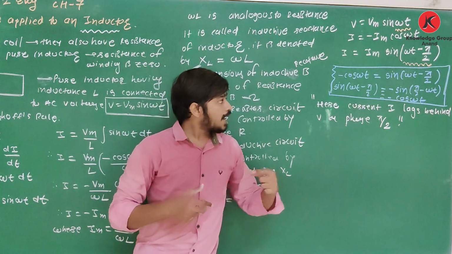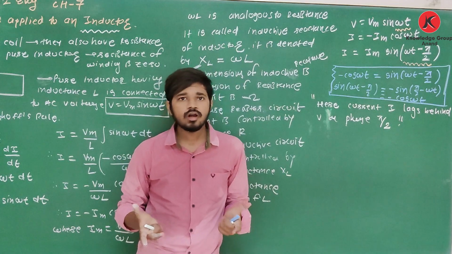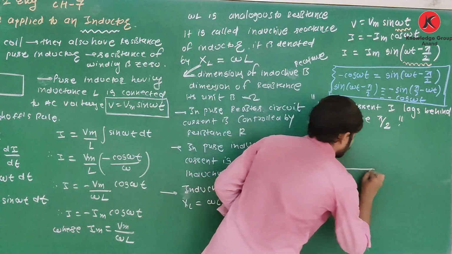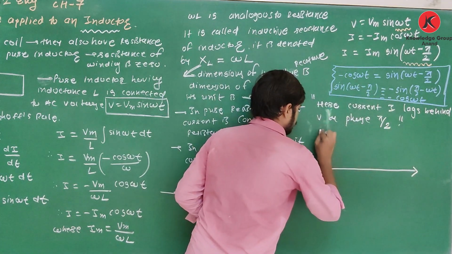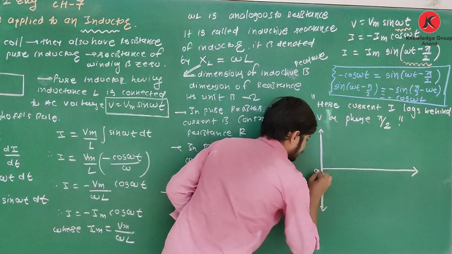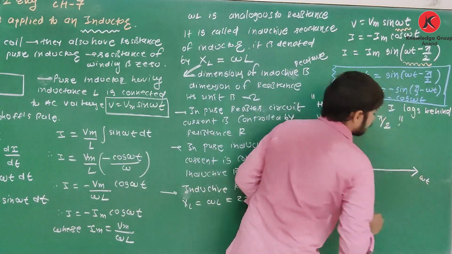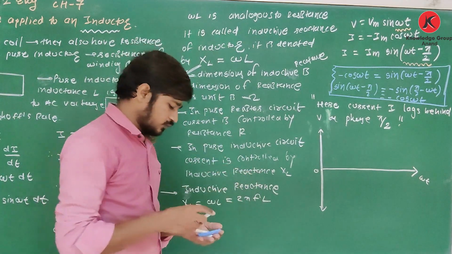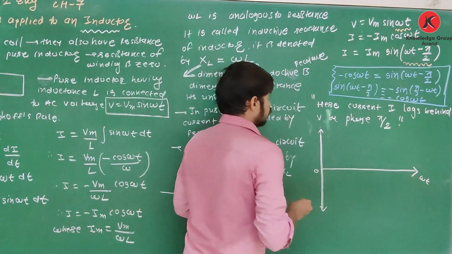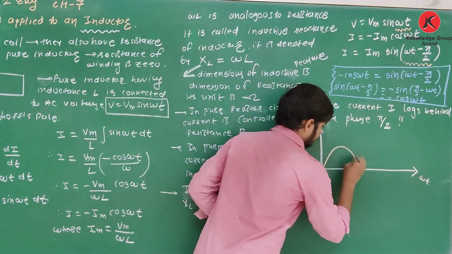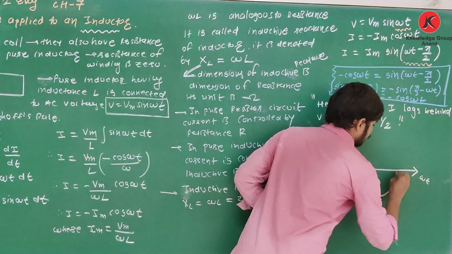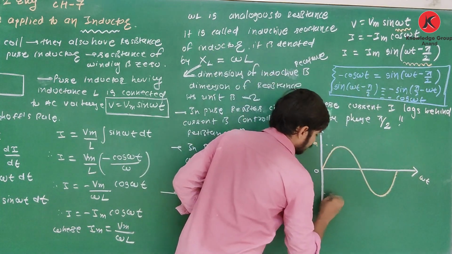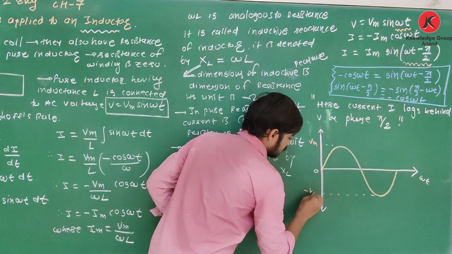Clear about this? Now how to draw graph? Okay, see, here it is omega t, or you can say theta. Yes, V is equal to Vm sin omega t. So yes, what is graph of sine that you know? Okay, it is graph of sine. It is its maximum value, that is Vm. It is its minimum value, that is minus Vm.